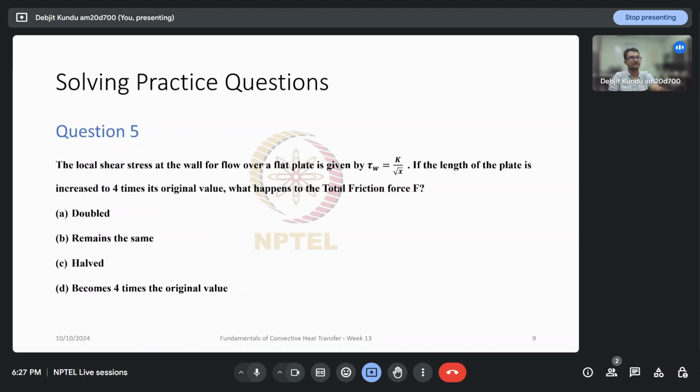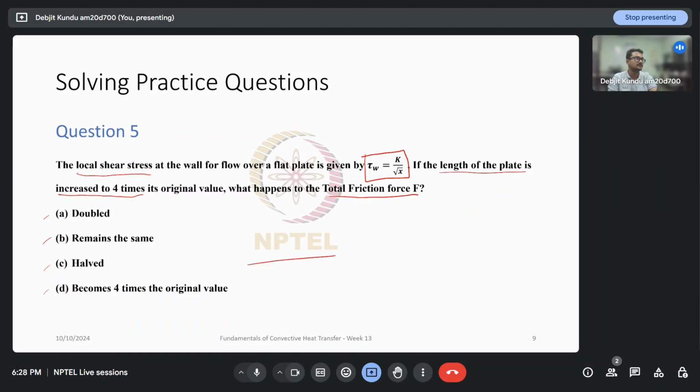We move on to question number 5, which is telling us that the local shear stress at the wall for flow over a flat plate is given by this equation. If the length of the plate is increased to 4 times, then what happens to the total friction force F? Is it option A doubled? Does it remain the same? Is it option C halved? Or is it option D becomes 4 times the original value?